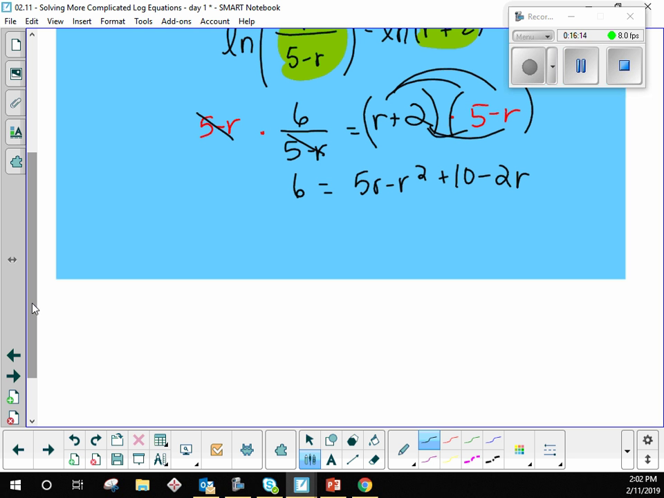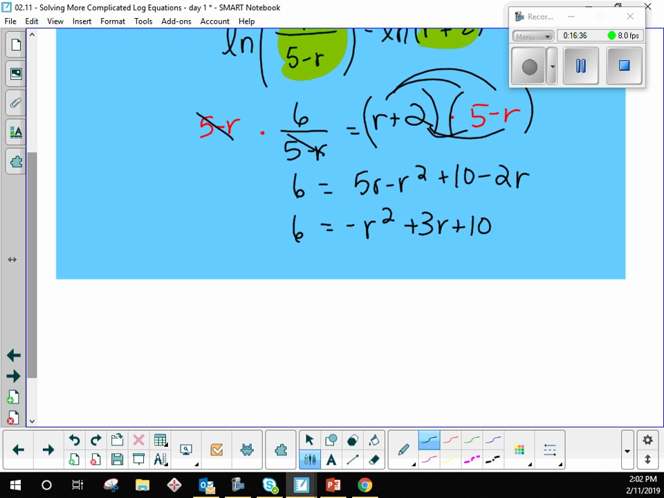Combine like terms on the right-hand side. What combines over there? Okay. And I'm also, all in one step, going to write the exponents in decreasing order. So that gives me negative r squared plus 3r plus 10.